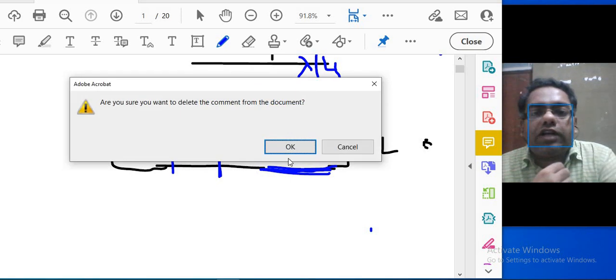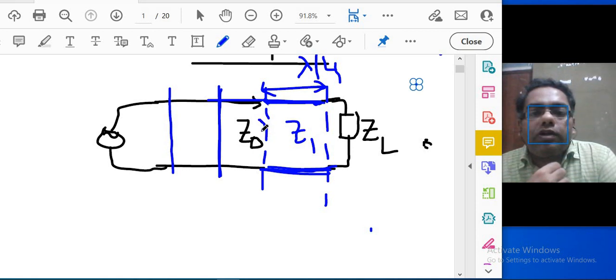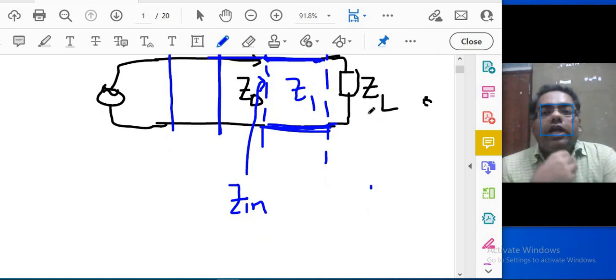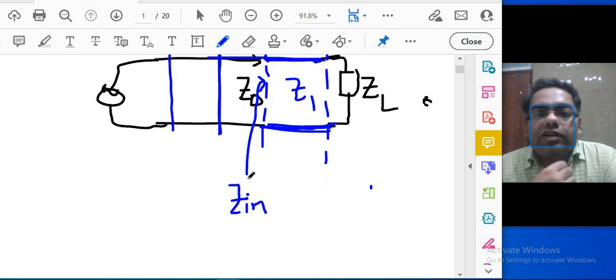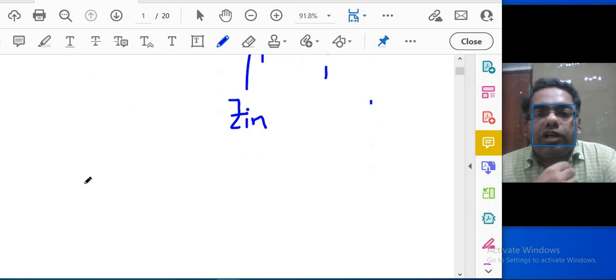This section of transmission line ends here, which I've added. So I will find out the input impedance: what is the input impedance at the input of this new section that I have added? Now we know that the input impedance of a transmission line is given by a formula.